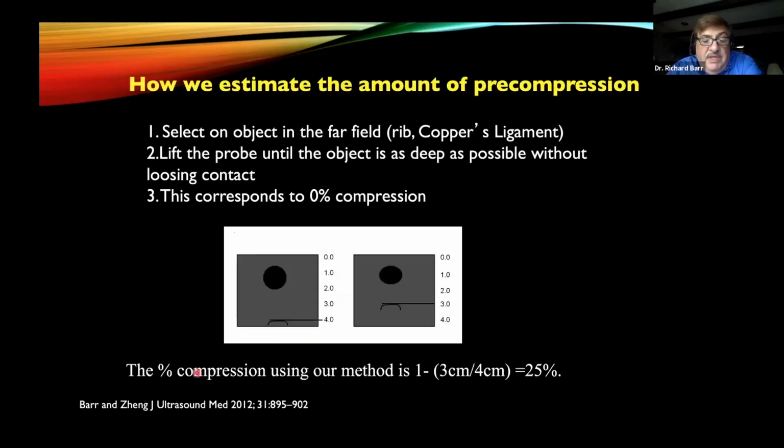So in this paper, we also did what we use now to control and understand how much pre-compression we're applying. So we pick an object. Here, if we're starting, we like to apply some pressure with B mode. It flattens out the Cooper's ligament so you eliminate some artifacts. Here, this rib is at 3 centimeters deep. I've done my B mode image and I'm happy with that. Now I'm going to move on to doing my elastography.